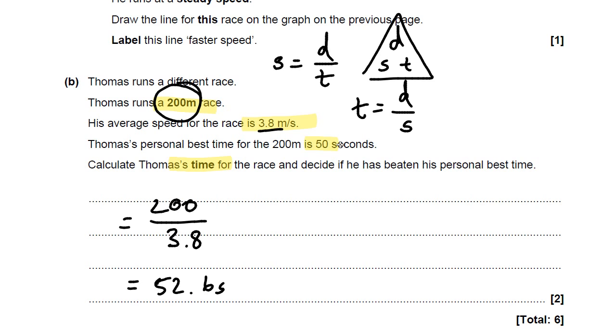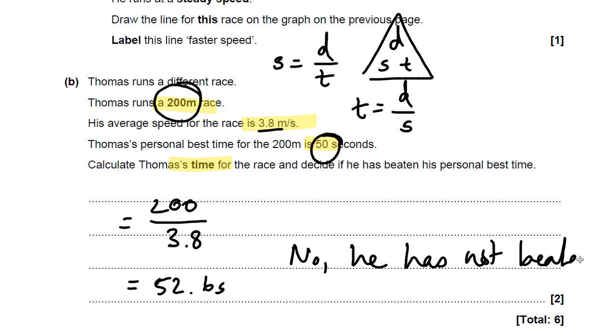Okay, is that faster than 50 seconds? No, he has not beaten his PB. For this calculation, even though there's a rearranging, 1 mark for the answer, 1 for no. He has not beaten his PB. Okay, let's go on to question 12.